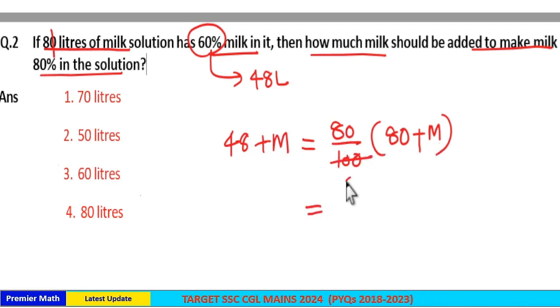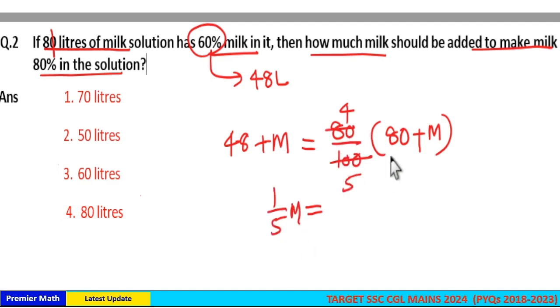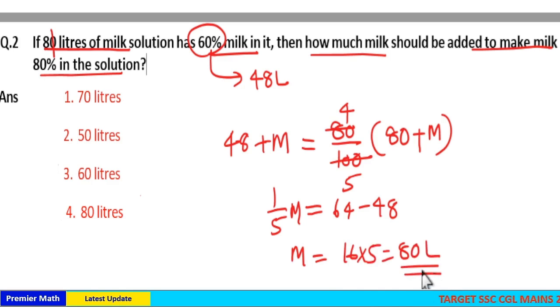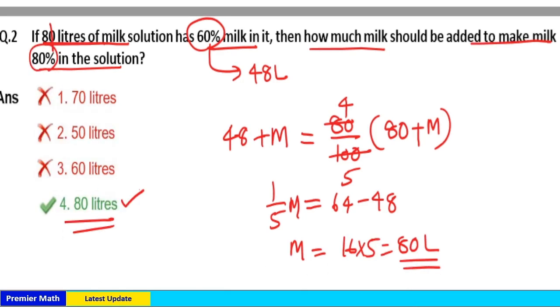Now 20 goes 5 times in 100, 20 goes 4 times in 80. So m minus 4 by 5 m is equal to 1 minus 4 by 5, which is 1 by 5. So 1 by 5 m is equal to, 5 goes 16 times in 80, 16 into 4 is 64, 64 minus 48 is equal to 16. So amount of milk added is equal to 16 into 5, which is 80. Option 4 is your answer.